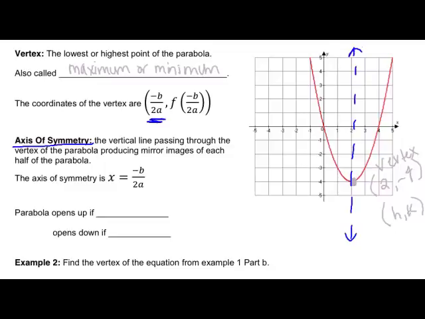And again, a parabola opens up if a is greater than 0 or a is positive, and it opens down if a is negative or less than 0.